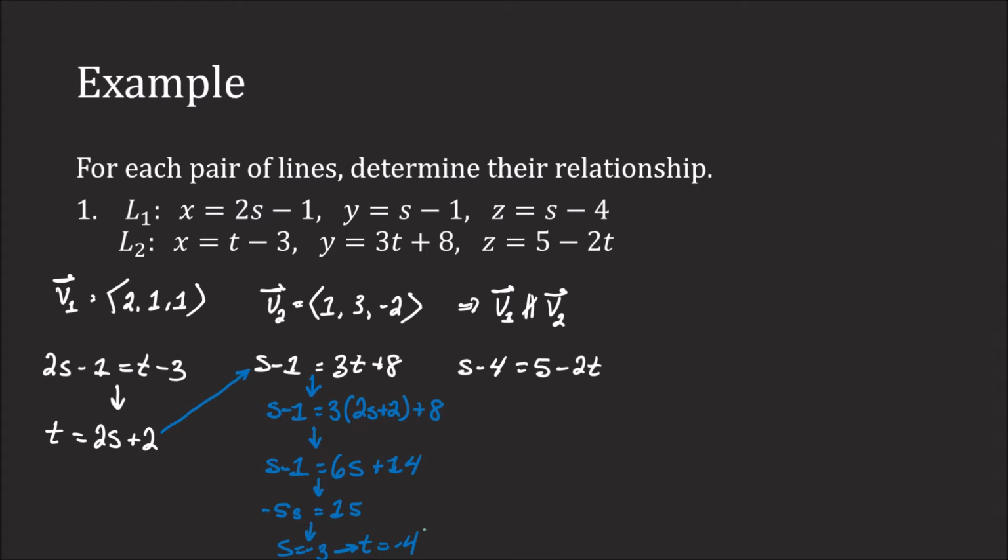What we now do is we take these two values and we plug them into the third equation. So we'll get negative 3 minus 4 is equal to 5 minus 2 times negative 4. We wind up with negative 7 equals 13. Wait a minute, no it doesn't. This is what we call a contradiction. This means that there is no common point. So the lines are skew.